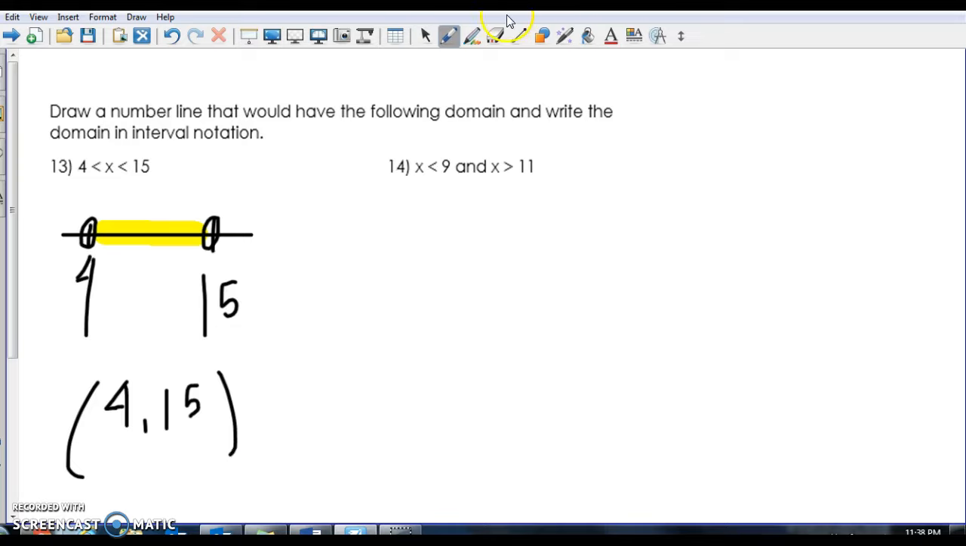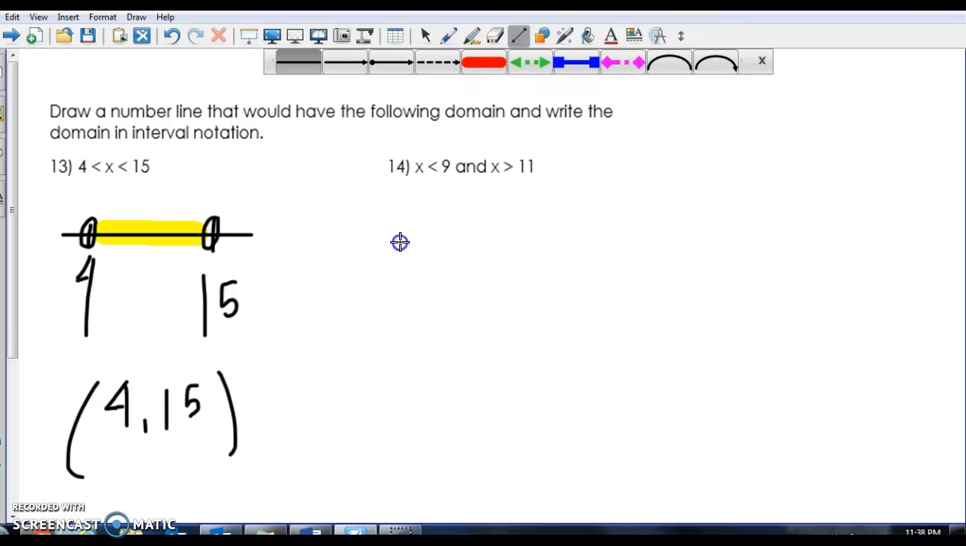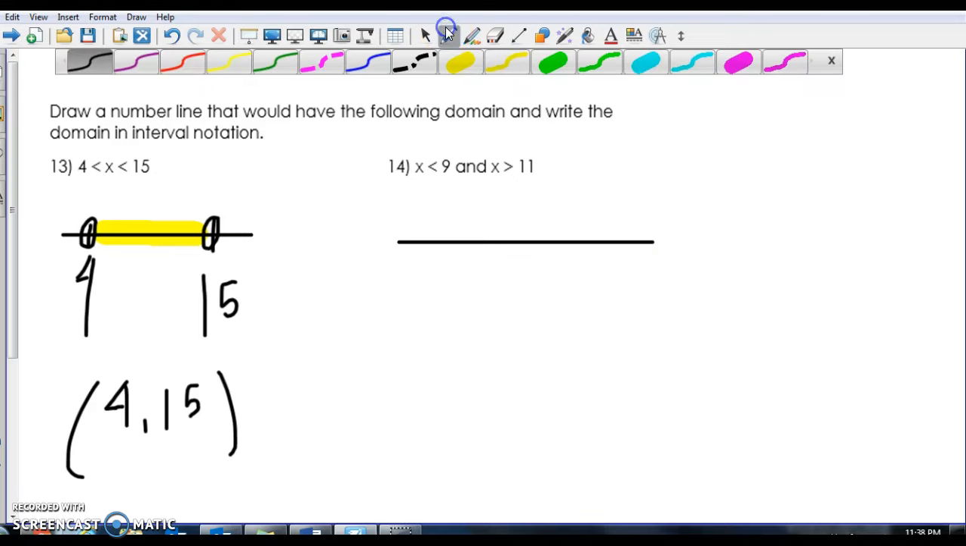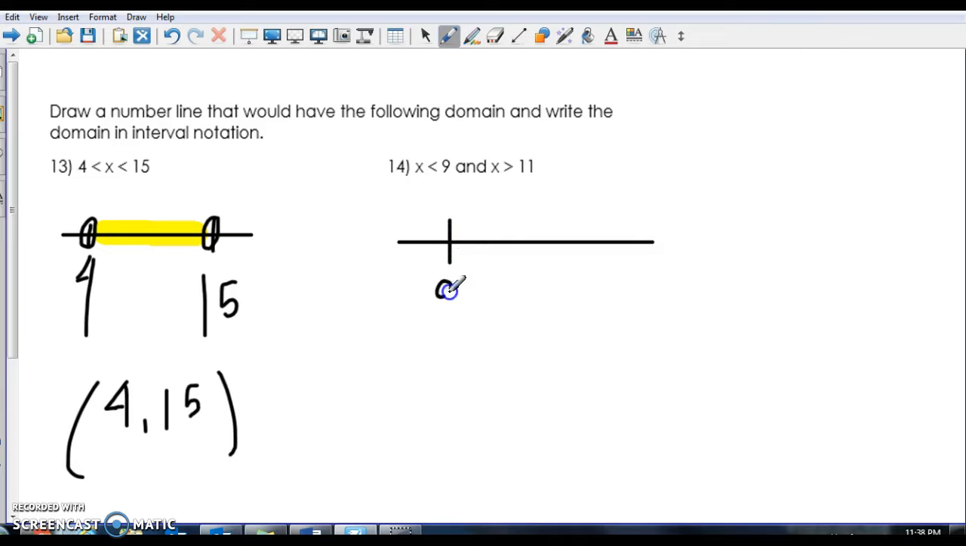Alright, so I'd like you guys to pause the video right now and try the next one on your own, and you can check your answers when you're all done. So on this one, you're going to put a 9 right here, and an 11, and then open dots. And then this says x is less than 9, so you would shade this way, and you'd shade this way.